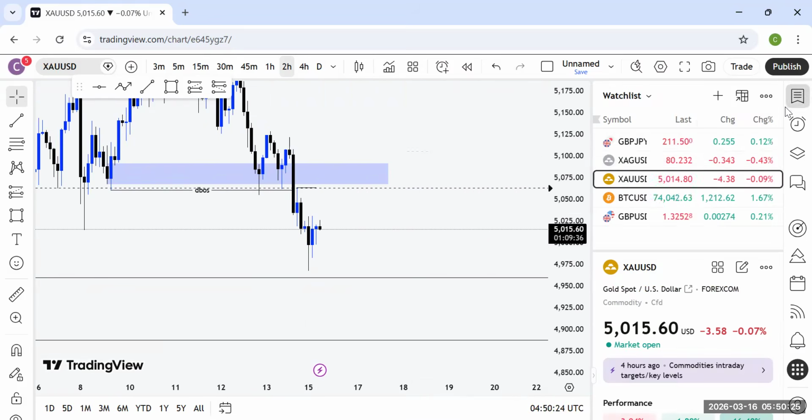I don't have anything on BTC now. I don't have anything on silver. So this is just the three pairs for now.